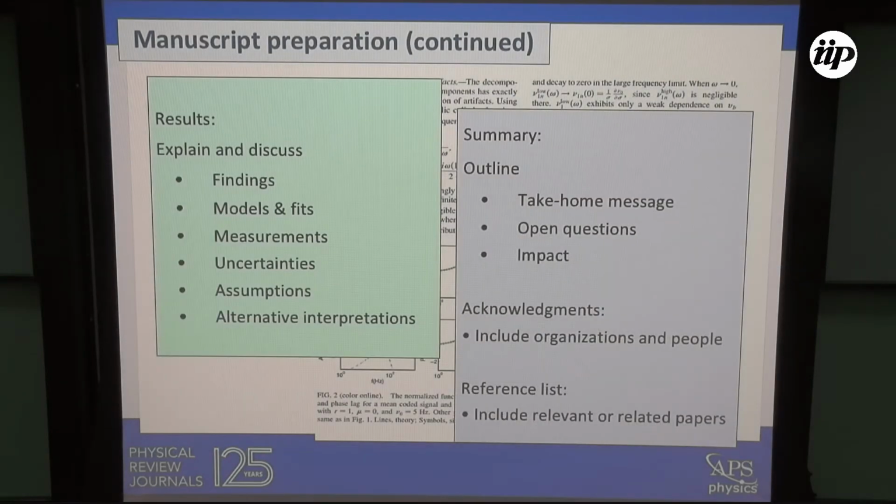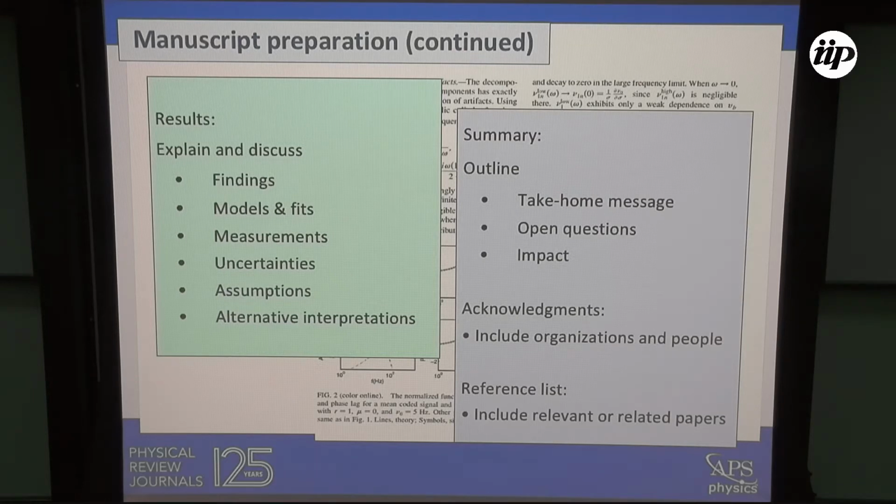Oops. And the results: explain and discuss findings, models and fits, measurements, uncertainties, assumptions, alternative interpretations, and so on. And again here, the take-home message, I kind of stress that. Talk about the open questions, the impact. Acknowledge all the people, including organizations, who have helped you, whether it be grants, or people who helped you do things.